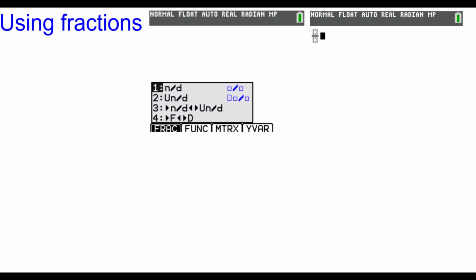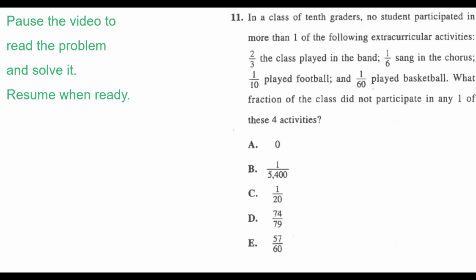So the next few talk about using fractions and mixed numbers and decimals and so on. Number 11, pause as needed, resume when you're ready.